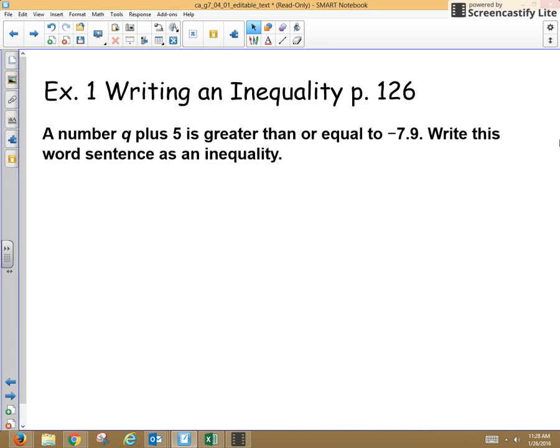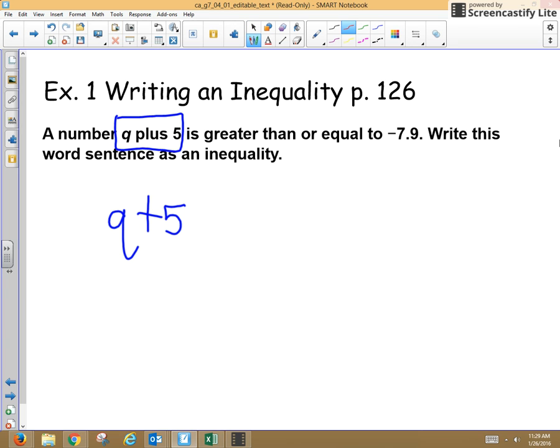Example 1 is on writing an inequality. A number q plus 5 is greater than or equal to negative 7.9. Write this word sentence as an inequality. So I'm going to just highlight a few of the key pieces of information. Q plus 5. That's our first clue. So I'm going to rewrite it simply as q plus 5.